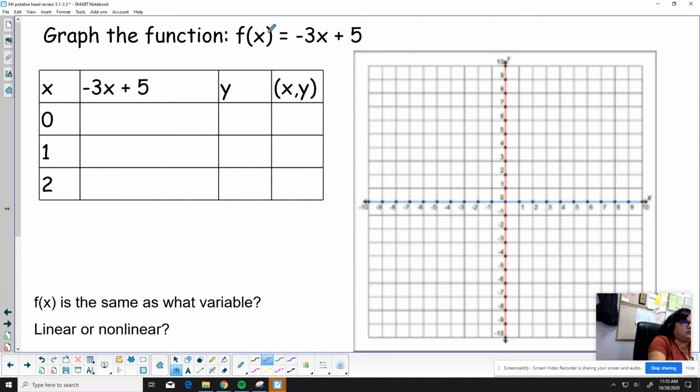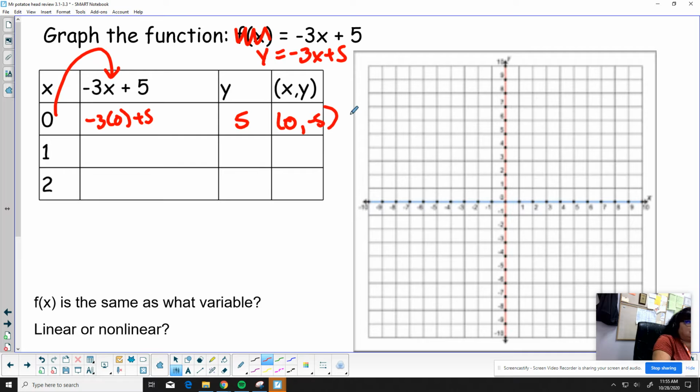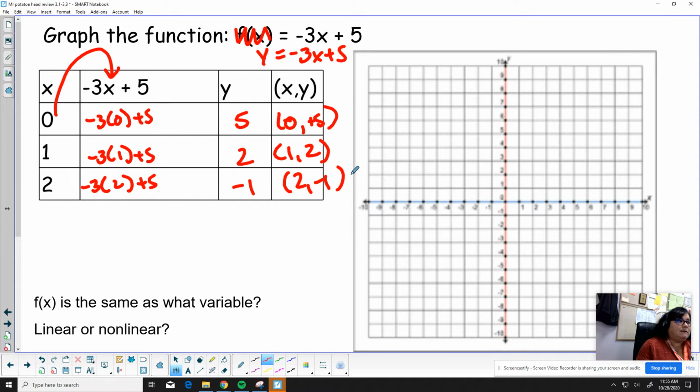All right, so if I graph the function, this f of x means the same thing as y. So it's just going to be a linear function, because I can write it in slope-intercept form. I'm taking easy values and plugging them in. So -3 times 0 plus 5 would be 5. You could just type that into your calculator or Desmos. And that's a positive 5, not negative. So -3 times 1 plus 5 is 2, so that's (1, 2). And -3 times 2 plus 5 is -6 plus 5, which is -1. So (2, -1). And then I just graph them.